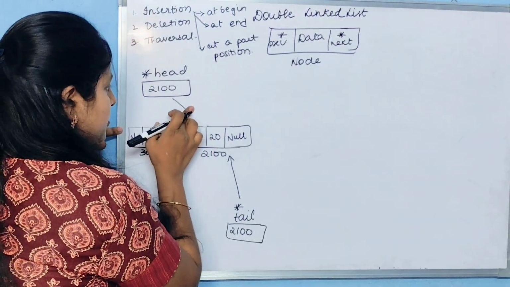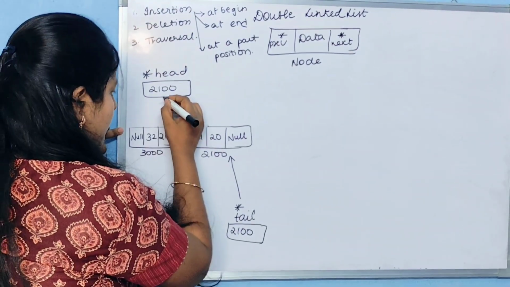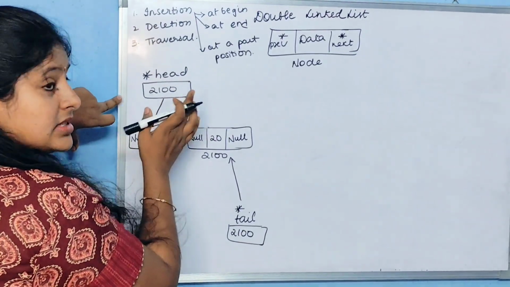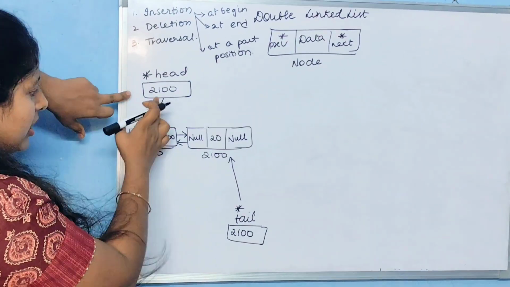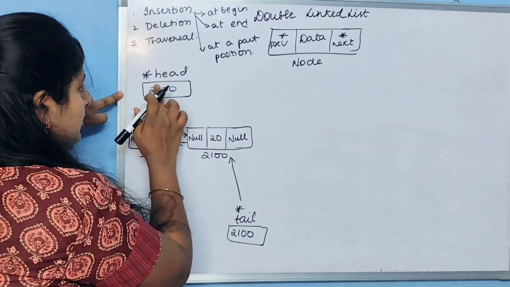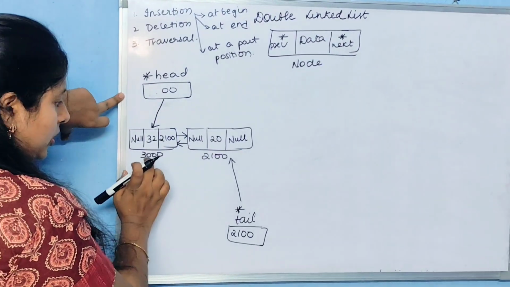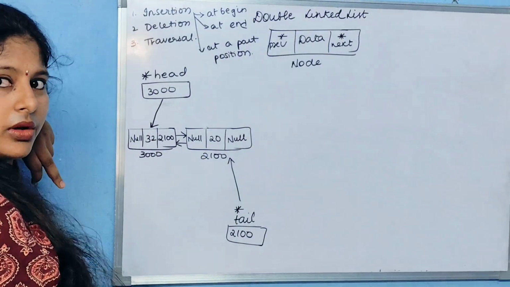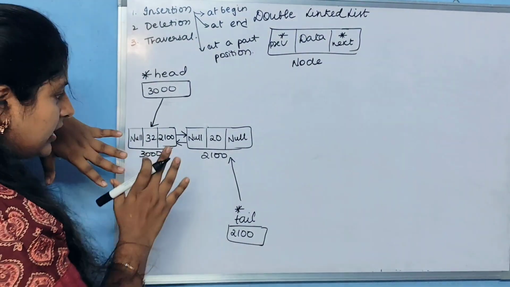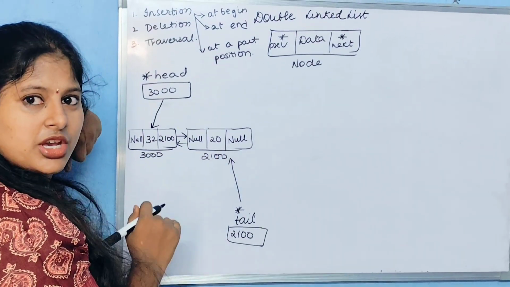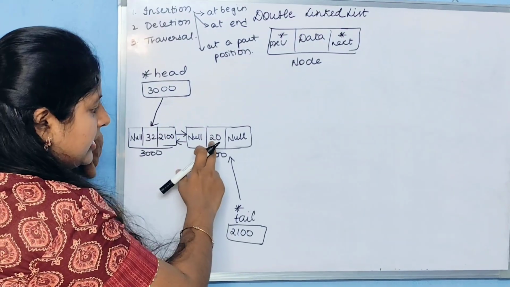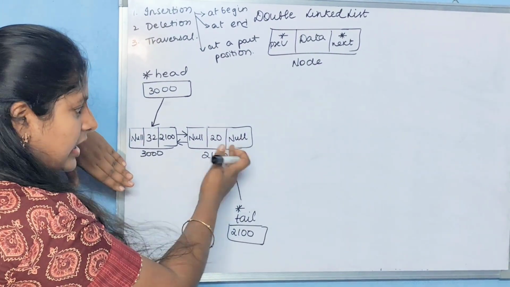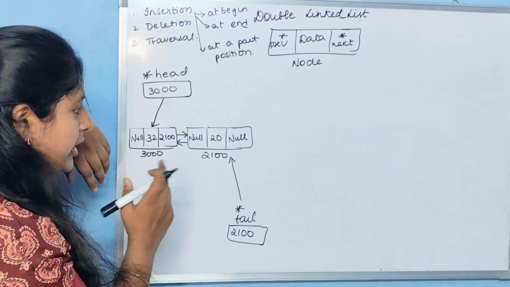Now, head always points to my first node. So what is my first node right now? Since I've added at the beginning, it is added at the head position. So my first node is 32. What is the address of 32? 3000. Okay. Now, is there any other thing I have to change? So, what is 20's address? 2100. Right? What is 20's next address? Null, since there are no elements after 20.